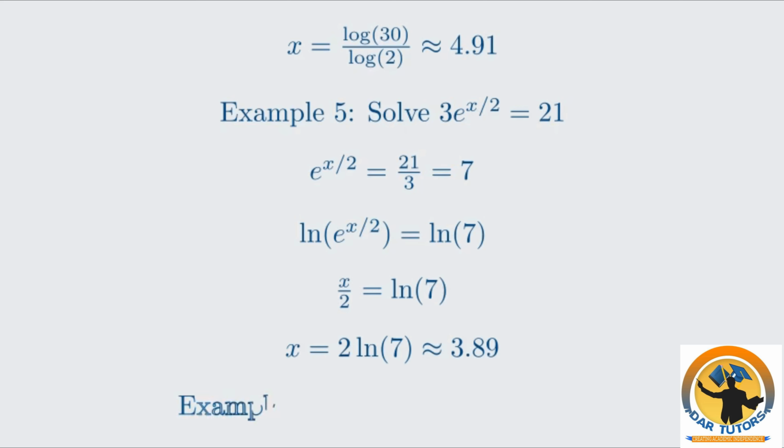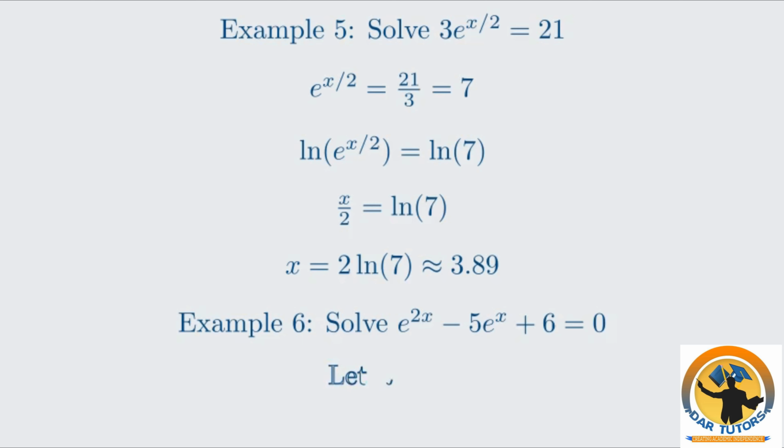Solve for x in the equation e to the power of 2x minus 5 times e to the power of x plus 6 equals 0. Notice that e to the 2x can be written as e to the x, squared. This equation has the form of a quadratic. Let's make a substitution to see this more clearly. Let u equal e to the x. Then the equation becomes u squared minus 5u plus 6 equals 0.